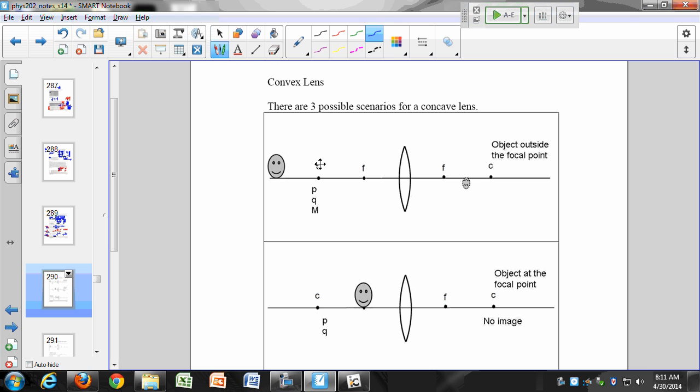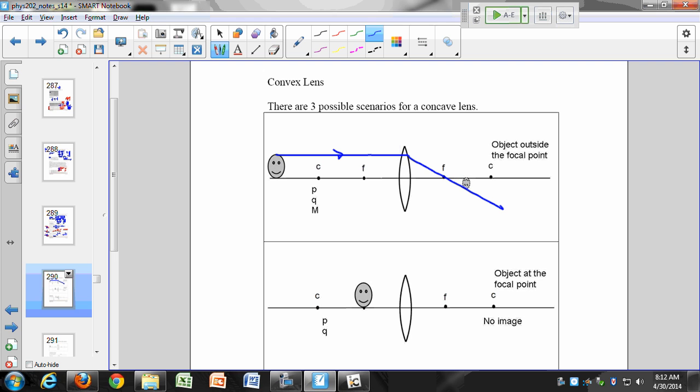Alright, so the first one is pretty easy. Parallel to the axis and through the focal point. And by the way, this is on the homework as well, so you can get extra practice and they're on the screencast. Parallel to the axis. And then through the focal point.